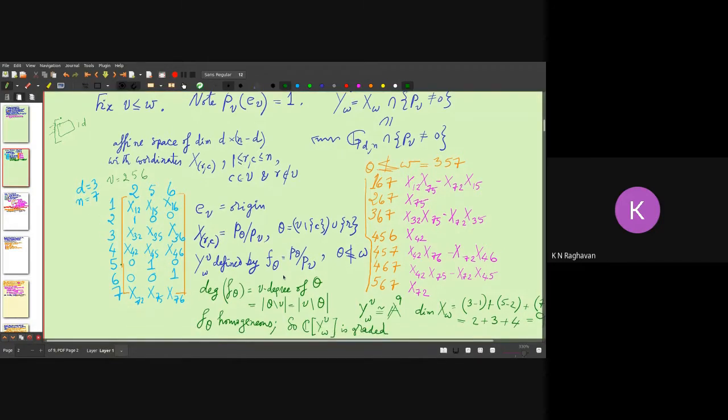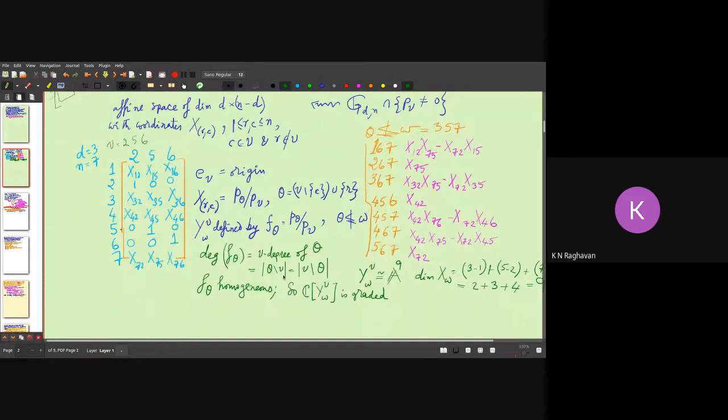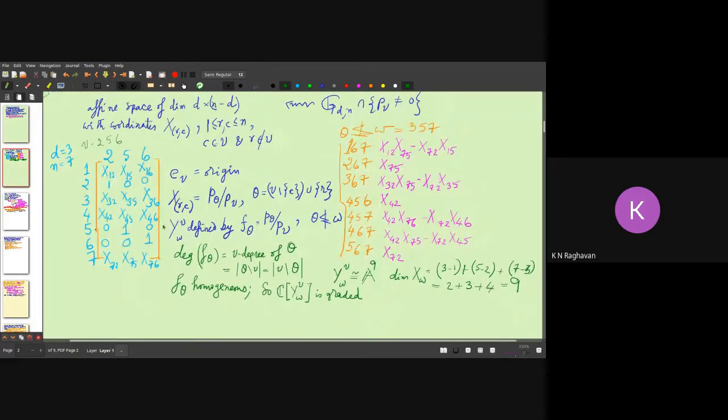Okay, and so this open patch around EV is defined by these functions. F theta is equal to P theta by PV, where theta is not less than or equal to W. Okay, so this is because, we had seen this last time, this is simply because the equations for the Schubert variety are precisely given by P theta such that theta is not less than or equal to W. So it is very easy to see from that the affine open patch is given by these equations. This is rather trivial. Okay?